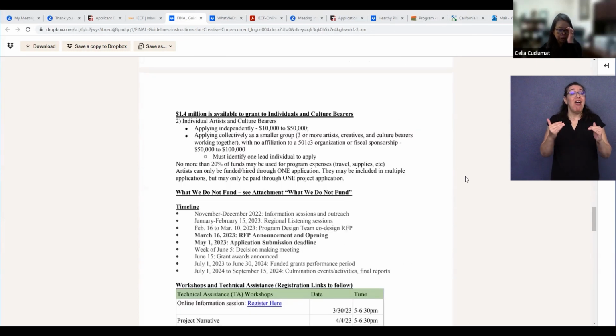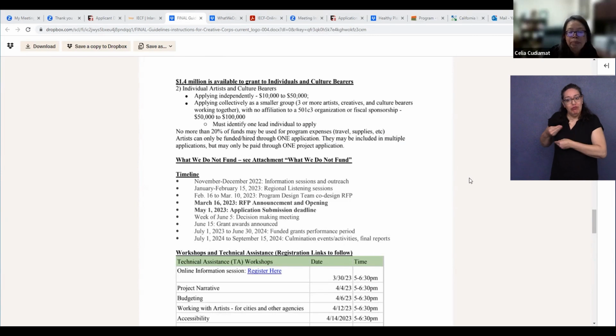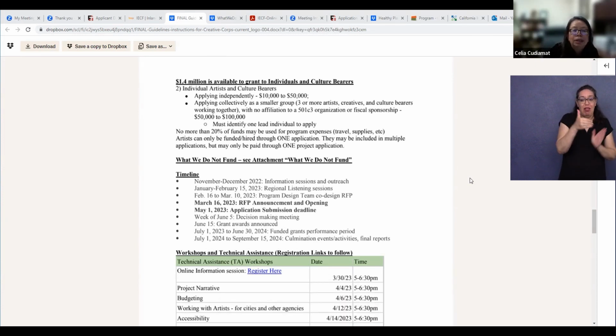Okay, now let's go to individual artists. Individual artists and culture bearers who are applying independently, so you are solely applying for your own project, can request a minimum of $10,000 to $50,000.